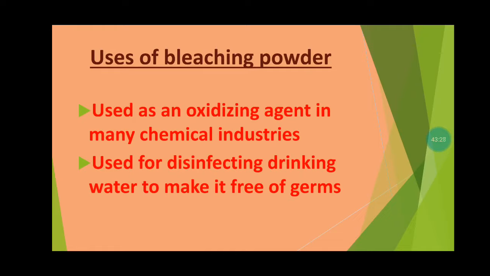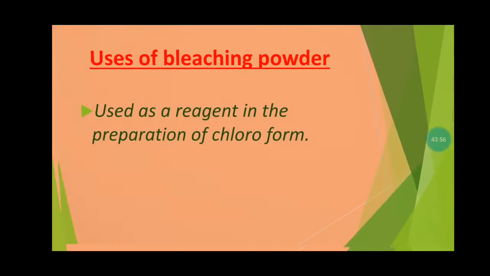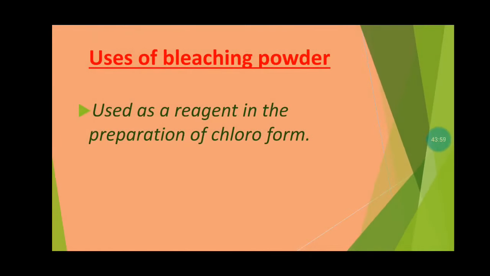It is used as an oxidizing agent for many chemical industries. What is the formula of bleaching powder? It is CaOCl2. Here we have a very active oxidizing agent that is used for killing microorganisms in water. Therefore, we drink microorganism-free water. We also clean our surroundings with the help of bleaching powder, thereby killing microorganisms in the area.